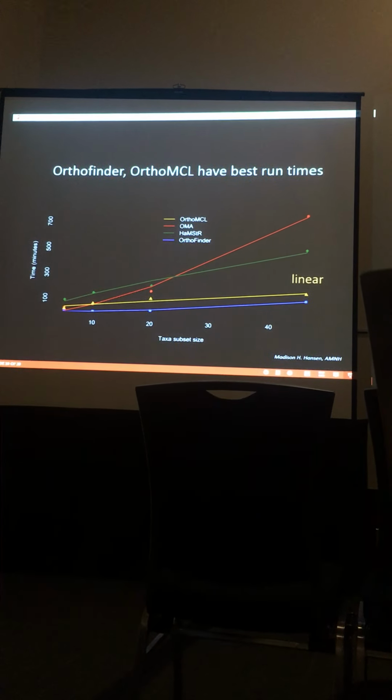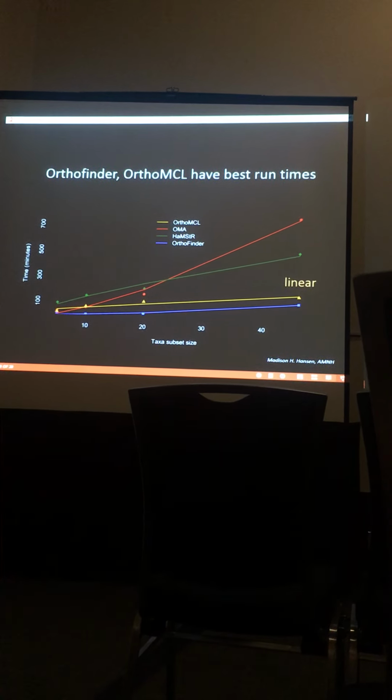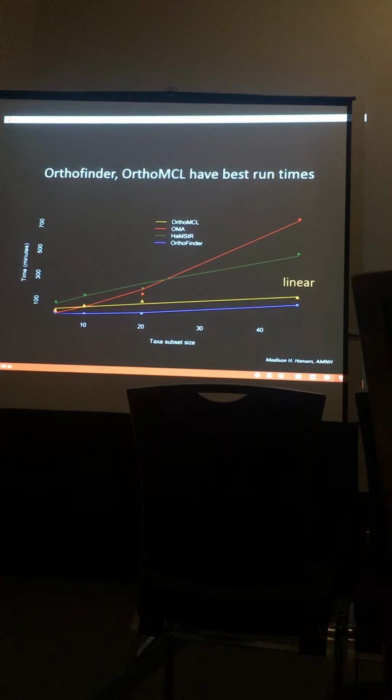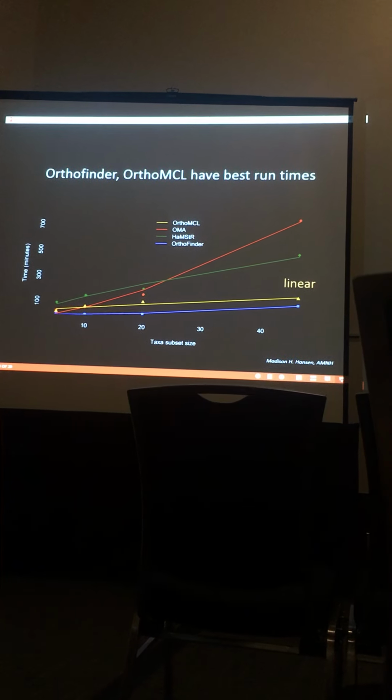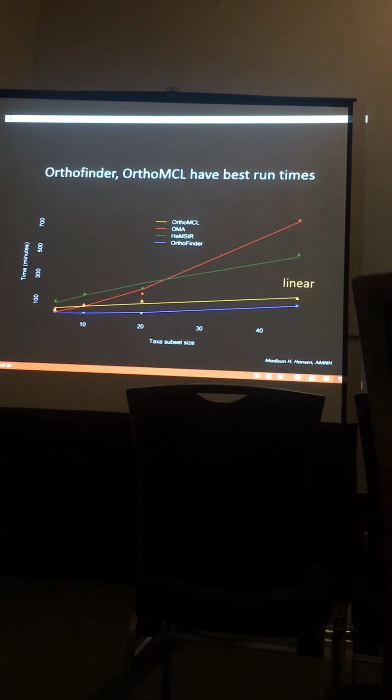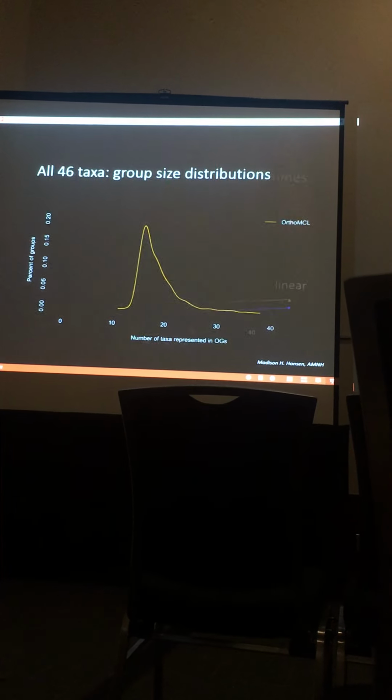But then OrthoMCL and OrthoFinder have close to linear time, and they're faster, which means that we can expect that they'll still be fast even when we add more species. So that's good news.